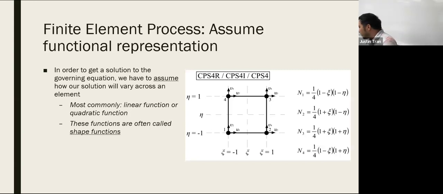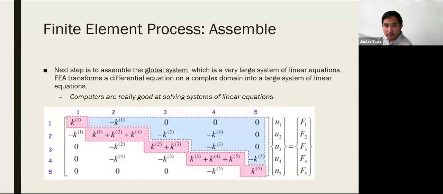I know this step doesn't make a lot of sense yet, but it's something we're going to go over a lot in the class, and I want to mention it right now. The way you solve an FEA problem is reversed: you assume a form first, and then the rest of what you do depends on that assumption. The names of these functions are shape functions, which we'll get very familiar with throughout the class.